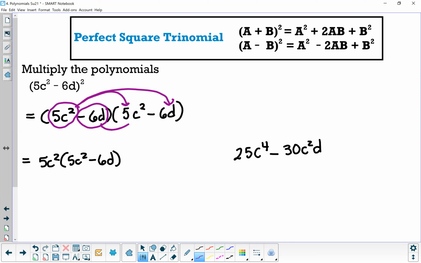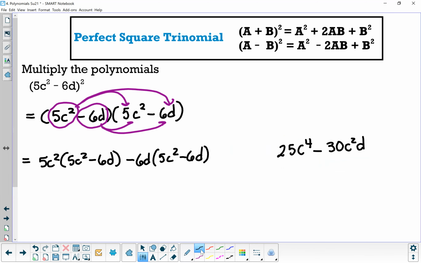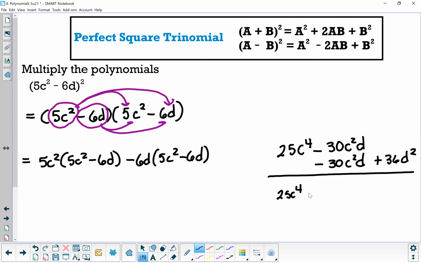Okay, let's keep distributing. The minus 6d there and there, essentially we're doing minus 6d multiplied to 5c squared minus 6d. All right, so that's going to give us, again, minus 6d times 5c squared gives us minus 30c squared d. And then the minus 6d multiplied to the minus 6d gives us plus 36d squared. Okay, let's simplify. So I'll bring down the 25c to the 4th. And then the minus 30 and the minus 30, add them. So you get minus 60c squared d. Add your coefficients, not the variables or the exponents, okay? When you're combining like terms. And then bring down the plus 36d squared.